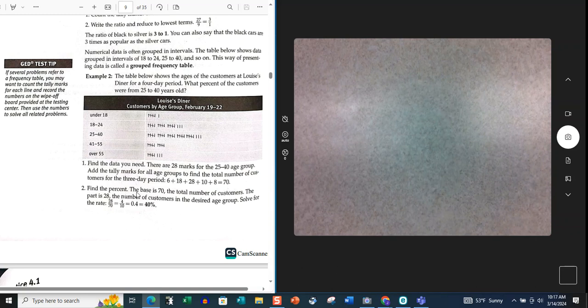It says find the percent. The base is 70, the total number of customers. The part is 28, the number of customers in the desired age group. Solve for the rate, 28 over 70. Remember, our desired age group was 25 through 40. That's how we got to 28. So we had 28 over 70, and you can simplify that by dividing both by 7, which is 4 tenths, which is 0.4, which is 40%.